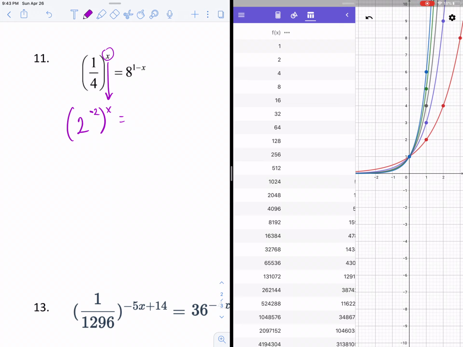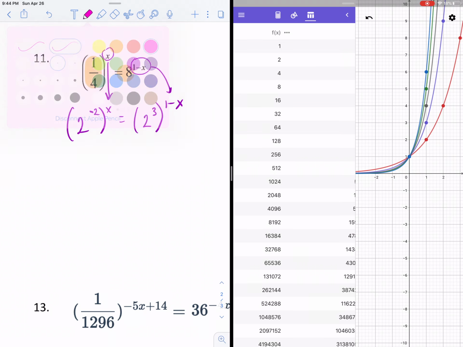On the right-hand side, I could rewrite the 8. So all we're rewriting are these bases using a base of 2. Again, I'm going to use a base of 2. 8 is 2 to the third power. And then I'll bring down the 1 minus x.